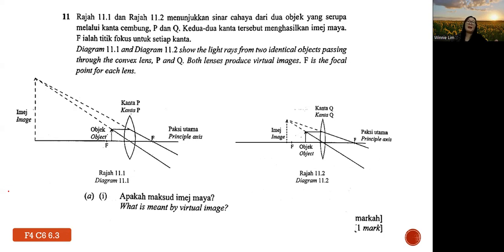Diagram 11.1 and 11.2 show the light rays from two identical objects passing through the convex lenses P and Q. Both lenses produce a virtual image. F is the focal point of each lens. So first, what is the meaning of virtual? Sure. So for information, virtual means an image that cannot be formed on the screen. So what is a real image? An image that can be formed on the screen.